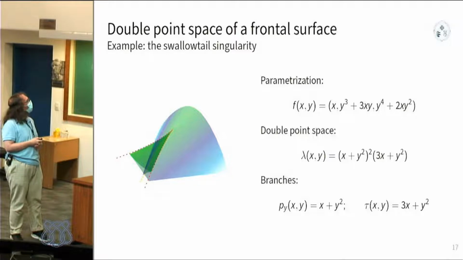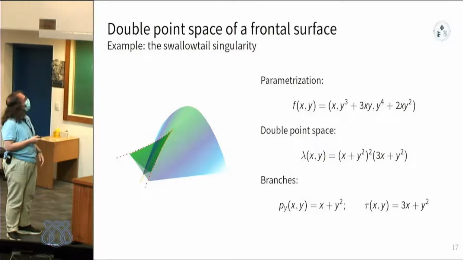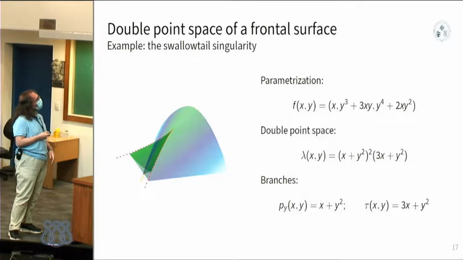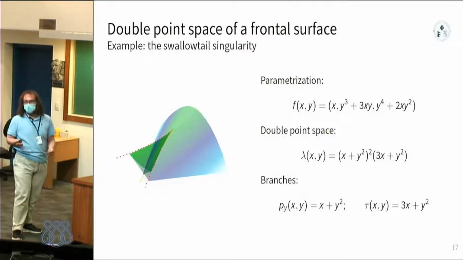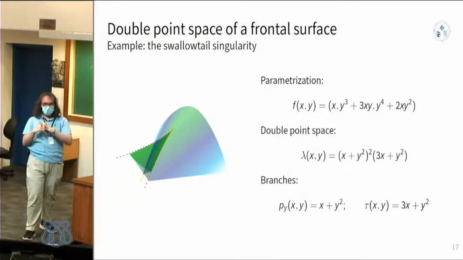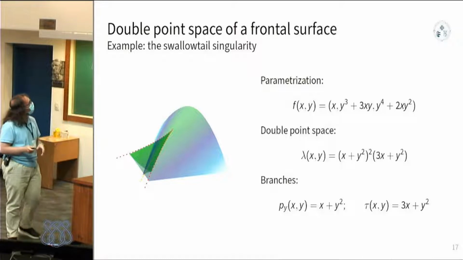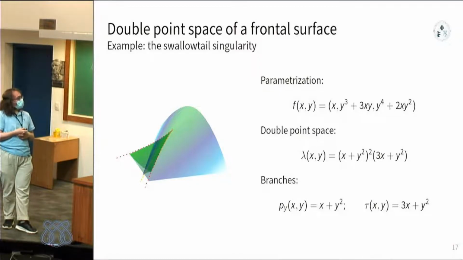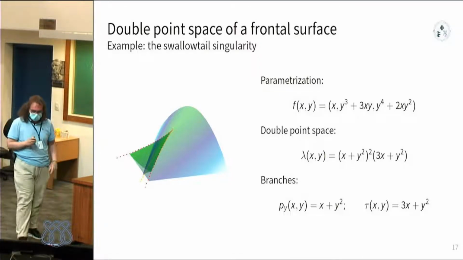If we open the computer, go to Oscar, and ask it to compute the double point space, we get this result, and this result decomposes into these branches. Note that the cuspidal edges, of course, always have multiplicity 2, because the cuspidal edges are, in a way, a limit of transversal double points. And the pure transversal double points only have multiplicity 1.